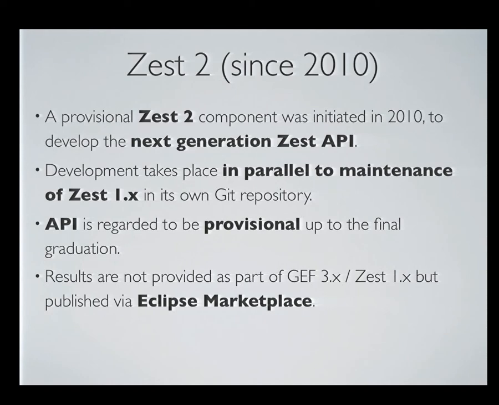And the idea was to not replace ZEST, but to leave the 1.x version in its place and to start with ZEST2 in parallel. So all the people that rely on ZEST1 can continue to consume it. It gets maintained, but new features are developed in terms of ZEST2 in its own Git repository and via its own update site. And the API within that project is regarded to be provisional, up to a final graduation, which actually wasn't planned at that point.